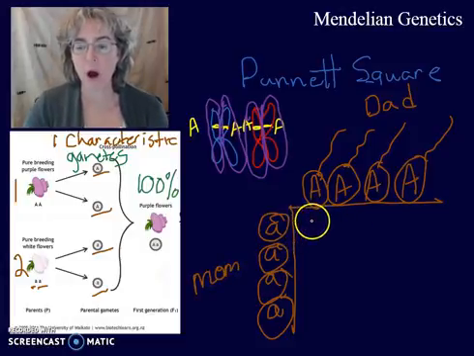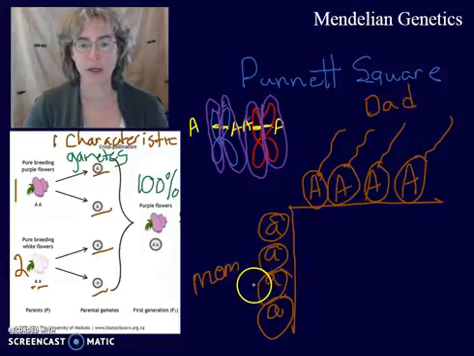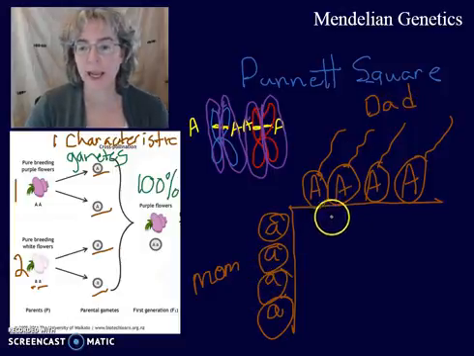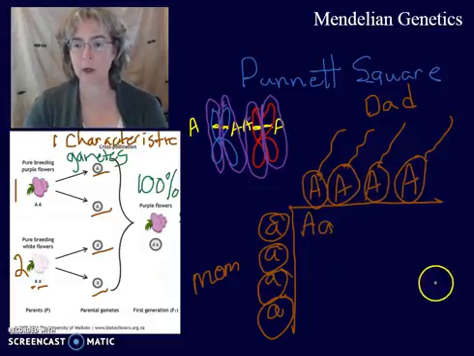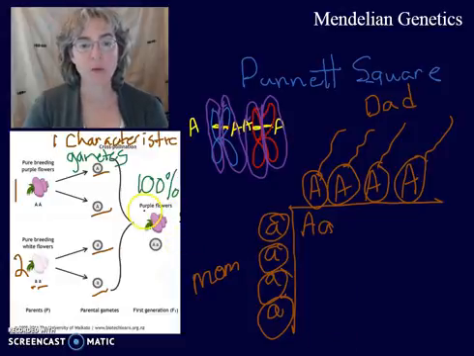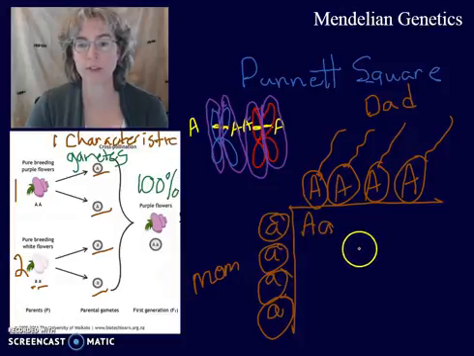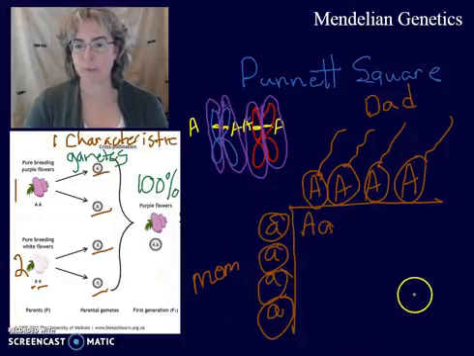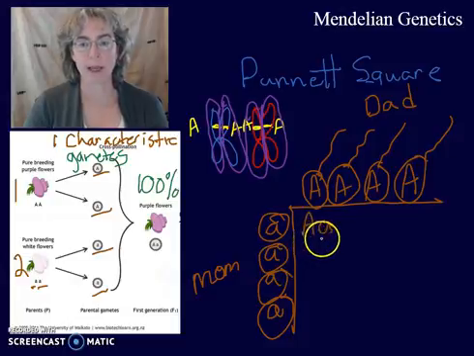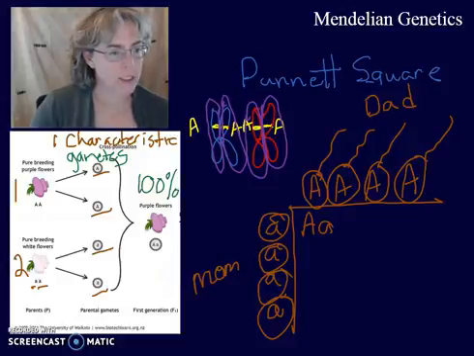And you know that all of the individuals that these two parents can make are going to be big A, little a, every single one of them. And that's why you get 100% purple flowers in the first generation, because all of the offspring are going to be big A, little a. Okay, so what about the second generation?